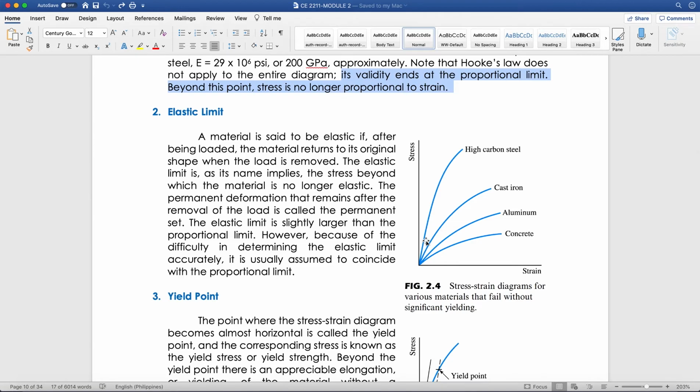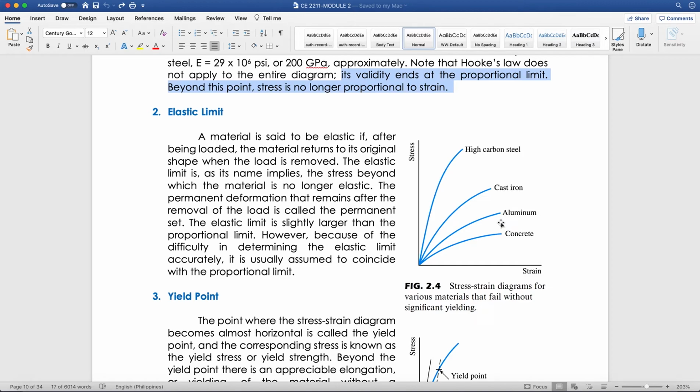So for elastic limit, we have high carbon steel. Mas mataas yung kanyang stress strain, mas mataas yung kanyang failure without significant yielding. Cast iron, medyo mas mababa compared sa high carbon steel. Aluminum, mas mababa sa cast iron. And concrete, of course, mas mababa.